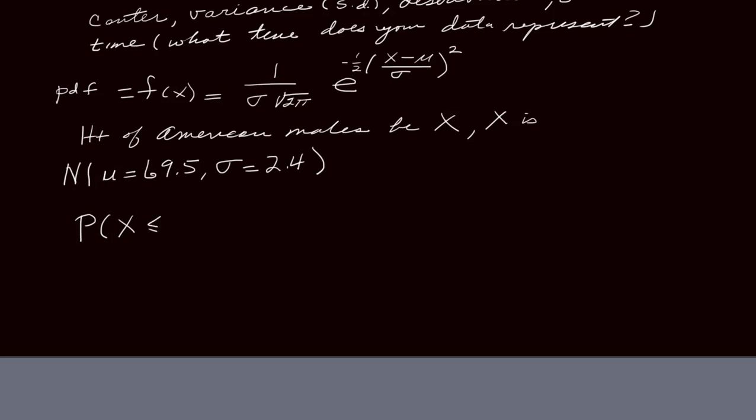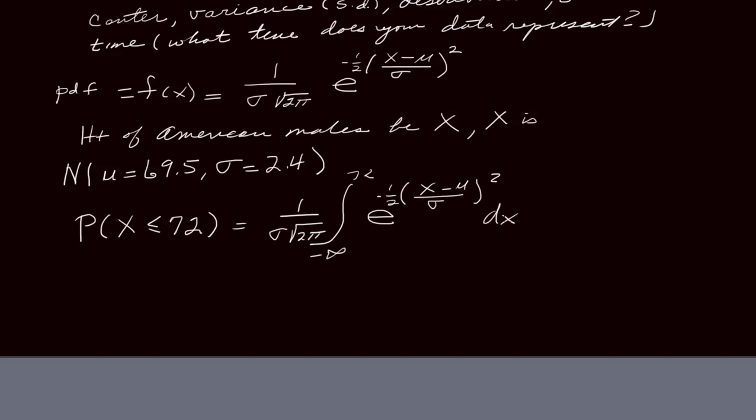Again, let's let the height of American males be represented by a random variable x. Then x is normal with a mean mu of 69.5 and a standard deviation sigma of 2.4. To calculate the probability that a randomly selected male would have height less than or equal to 72 inches, we would need to do the following. We would need to evaluate the integral of the PDF, the integral 1 upon sigma square root of 2 pi from negative infinity to 72 of e to the minus 1/2 x minus mu over sigma, that quantity squared, dx.